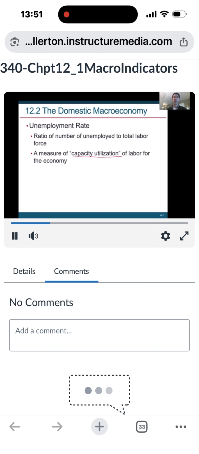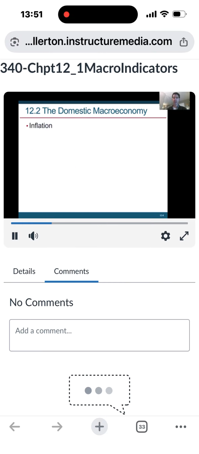In general, what do you want? You want unemployment to be low, meaning everybody is working, producing something, and that creates more wealth for the country. Okay? Low unemployment means the economy is fully utilizing the labor force. All right, let's go on to the next. Inflation. What is inflation? It's the rate at which the general level of prices for goods and services is rising. Okay, so inflation is basically prices going up.